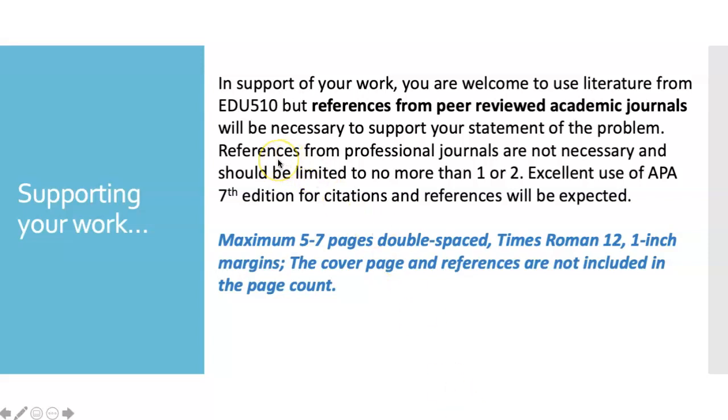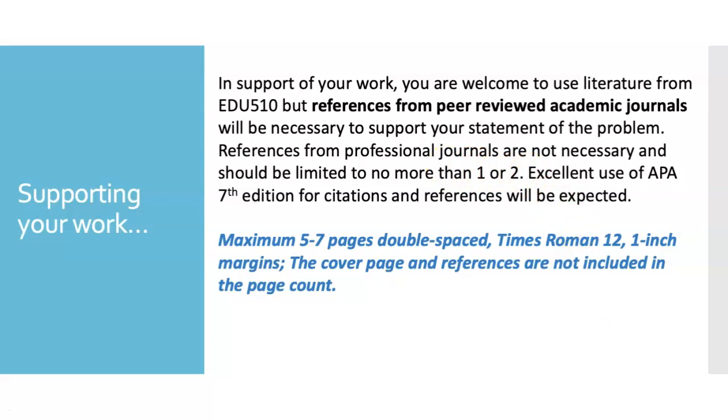Now, you can use references from professional journals, but they're not necessary, and they should be limited to no more than one or two if you do use them. So I'm not looking for them, but if you do, I want to make sure that you are using mostly academic journals, because that's going to give your work more credence when you actually do this kind of work in the end. But sometimes professional journals are helpful.